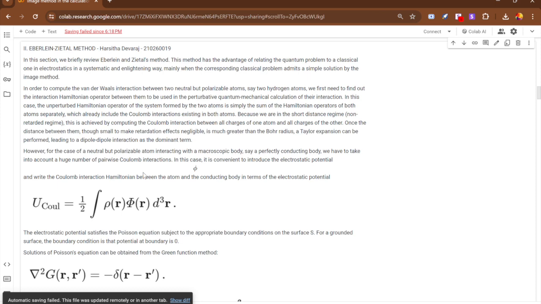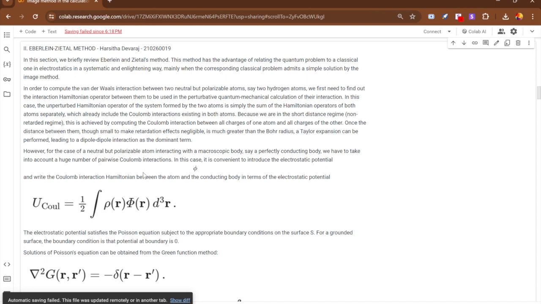We are considering this case to be in the short distance regime, that is the non-retarded regime. Because we are in the short distance regime, this is achieved by computing the Coulomb interaction between all charges of one atom and all charges of the other atom. Once the distance between the two atoms is small enough to make these retardation effects negligible, but is still much greater than the Bohr radius, we can do a Taylor series expansion, and this will lead to the dipole-dipole interaction term coming out as the dominant term.